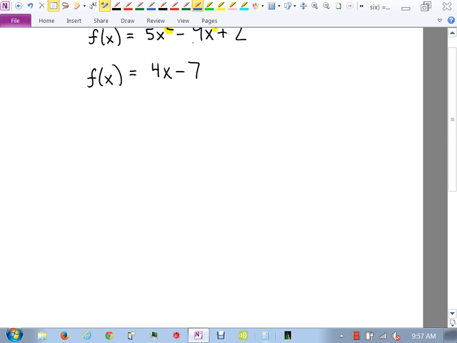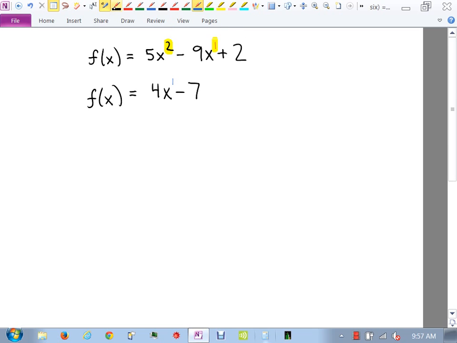Yes. What's the power on that x? 1. 1 is a non-negative integer. That is a polynomial function. This means that every line is also a polynomial and every quadratic function is also a polynomial. What are the degrees of these? This one was 2 and this one was 1, wasn't it?